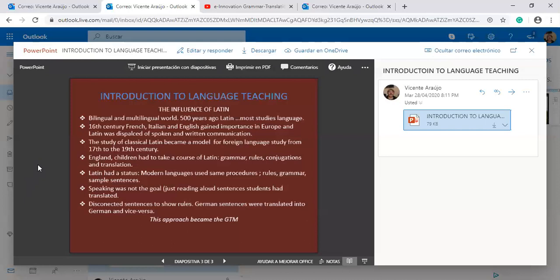What is the teacher's role according to the grammar translation method? What's the teacher's role? Any idea? Teacher, the teacher has the role of a guide for the students. Who's the authority in the class? The teacher. Professor. Any other comment? Yes, the teacher, the professor.